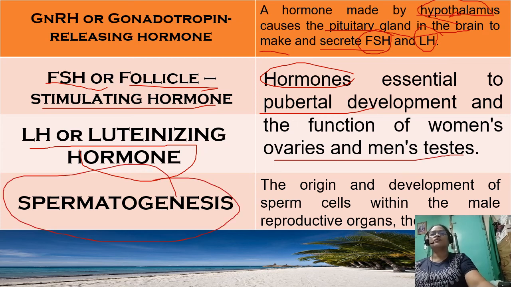Then the last one you have is spermatogenesis. This is the origin and development of the sperm cells within the reproductive organ, which is the testis.